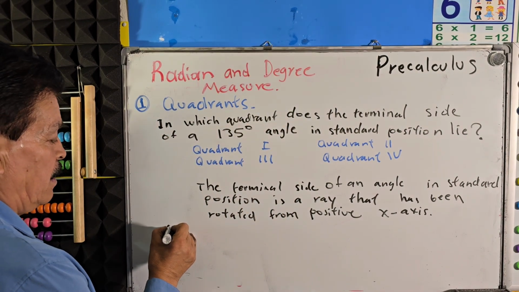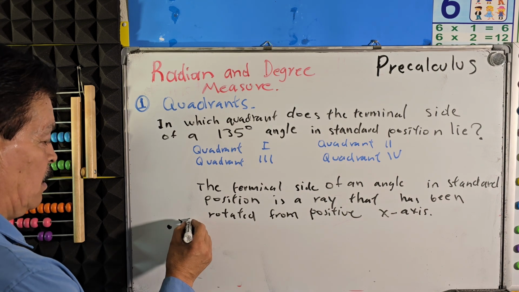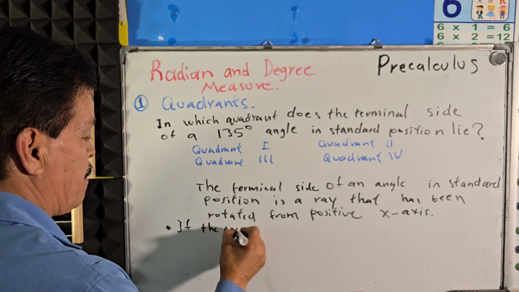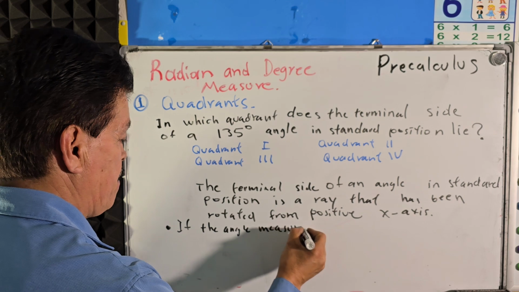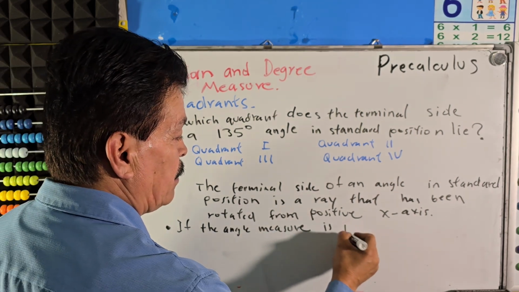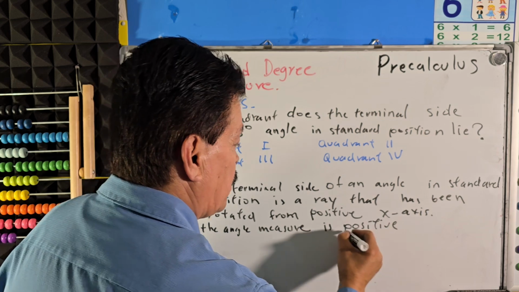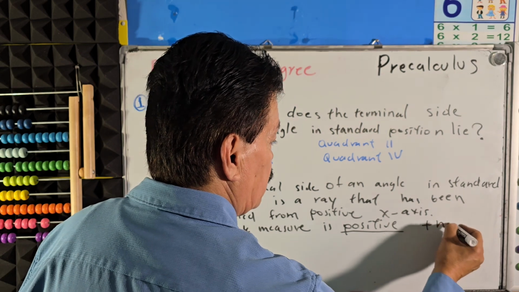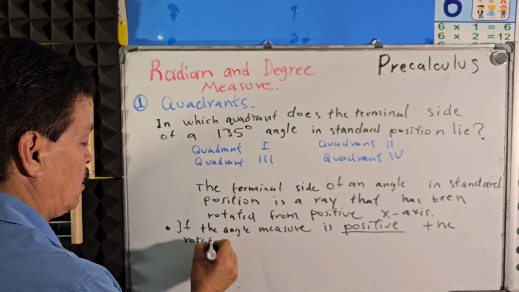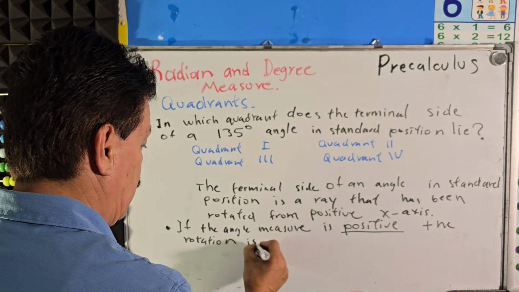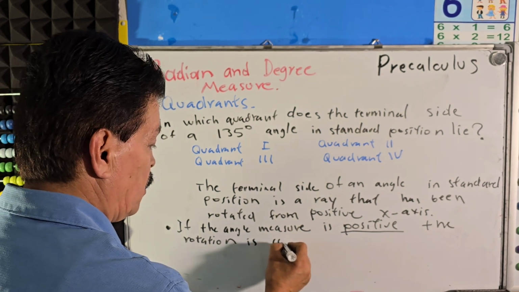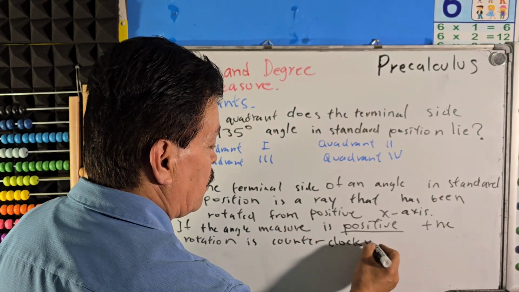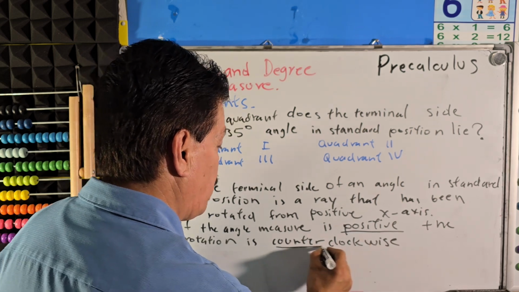The first one, let me write the points. If, for instance, the angle measure is positive, this is very important, it is positive, the rotation is counterclockwise. So this is very important.